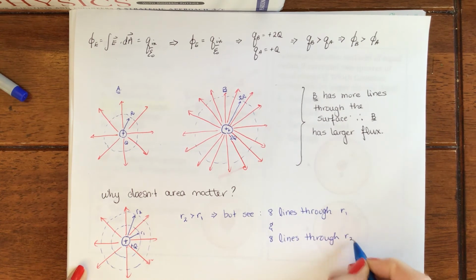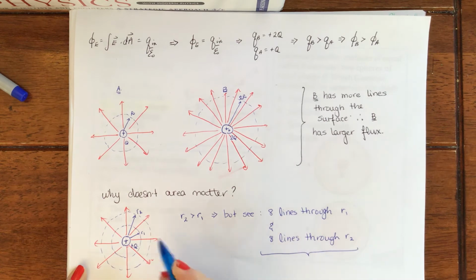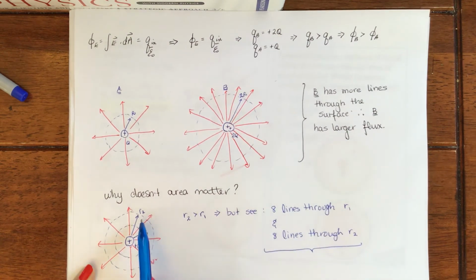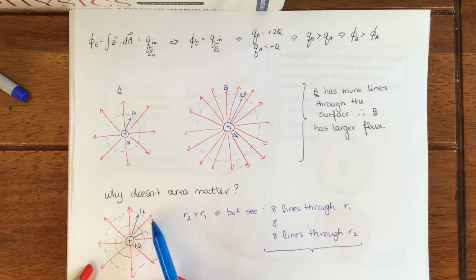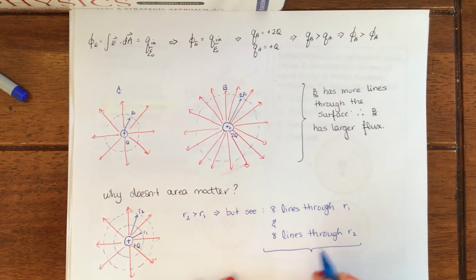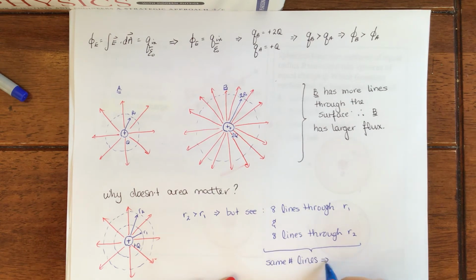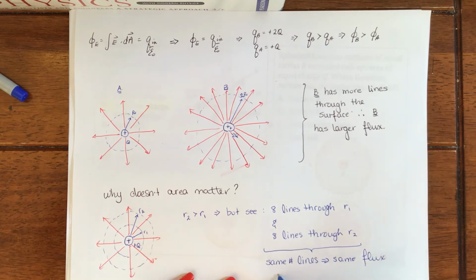So that's why area doesn't matter for the flux. No matter how big you make that circle, you'll still get the same number of lines. So the flux doesn't depend on the area of the Gaussian surface. It only depends on the charge inside.